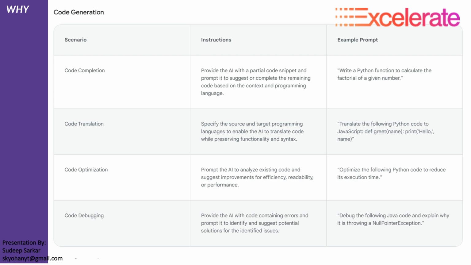Optimizing the Python code to reduce its execution time. We all know how optimization can be useful in performing tasks and reducing the time required to solve any given problem. Similarly, code debugging. Debug the following Java code and explain why it throws a null pointer exception. We can feed in the entire Java code and ask it for any problems which it thinks might be inside the Java code.